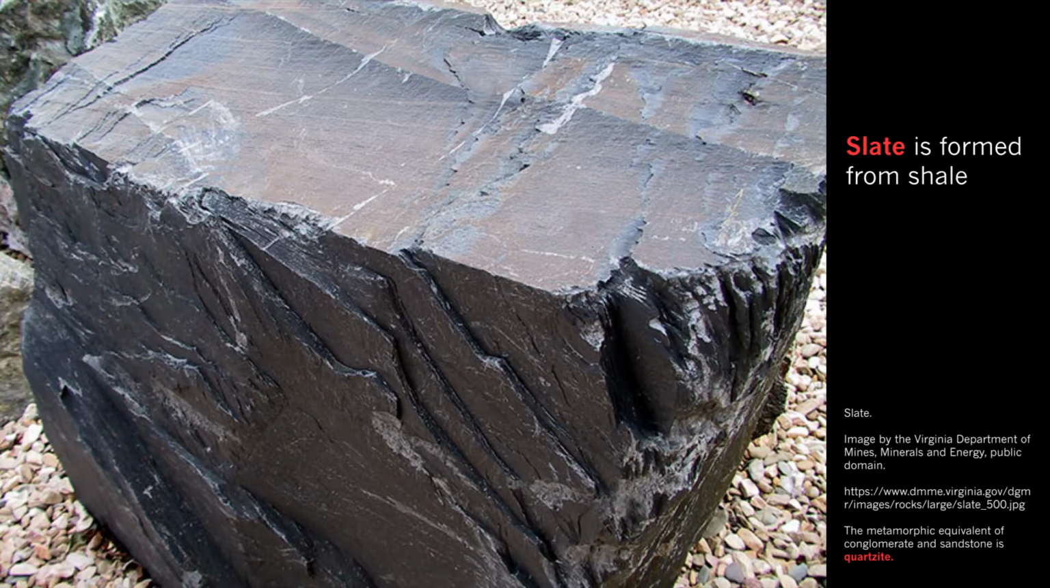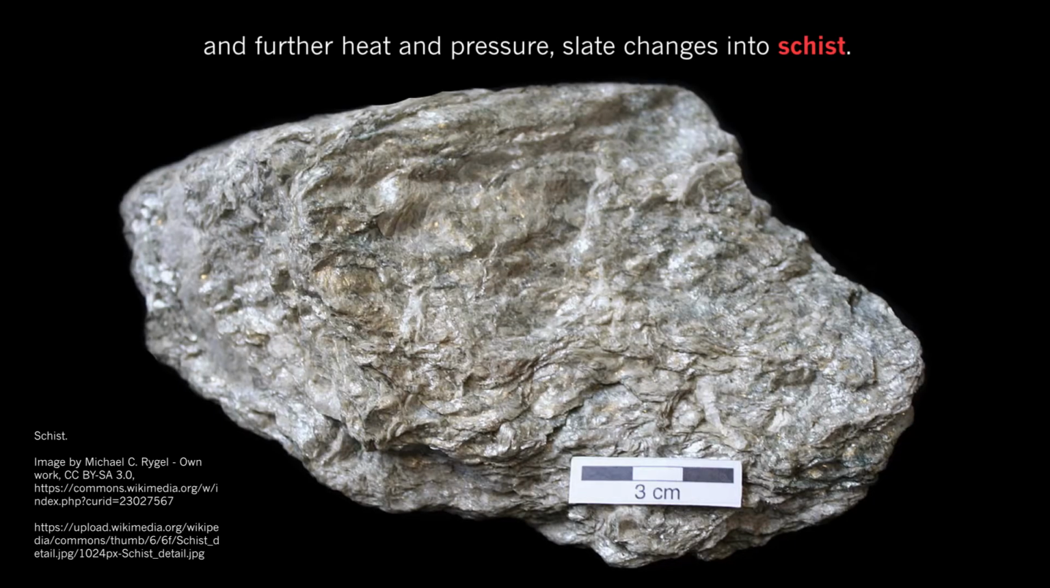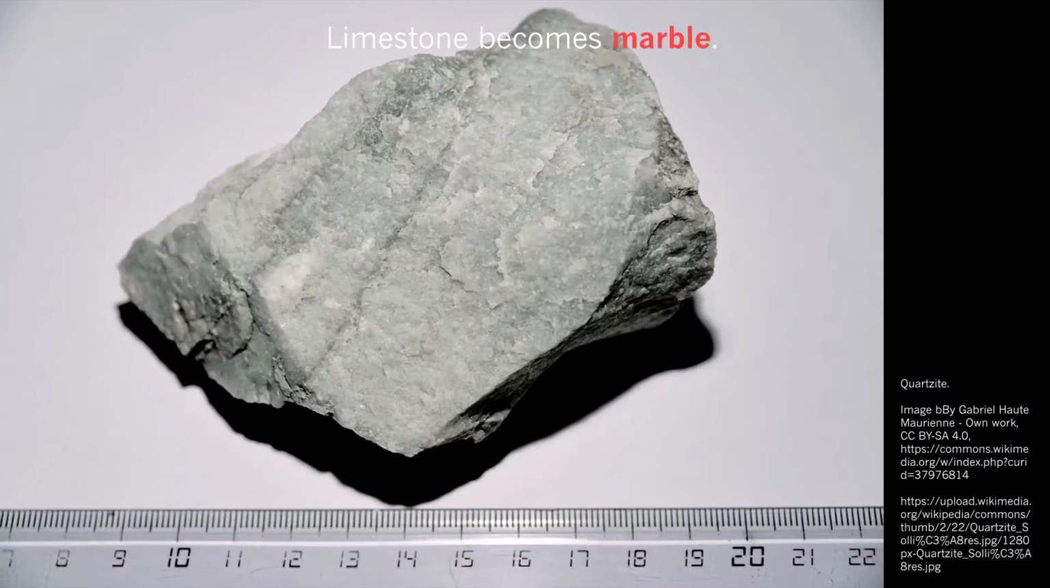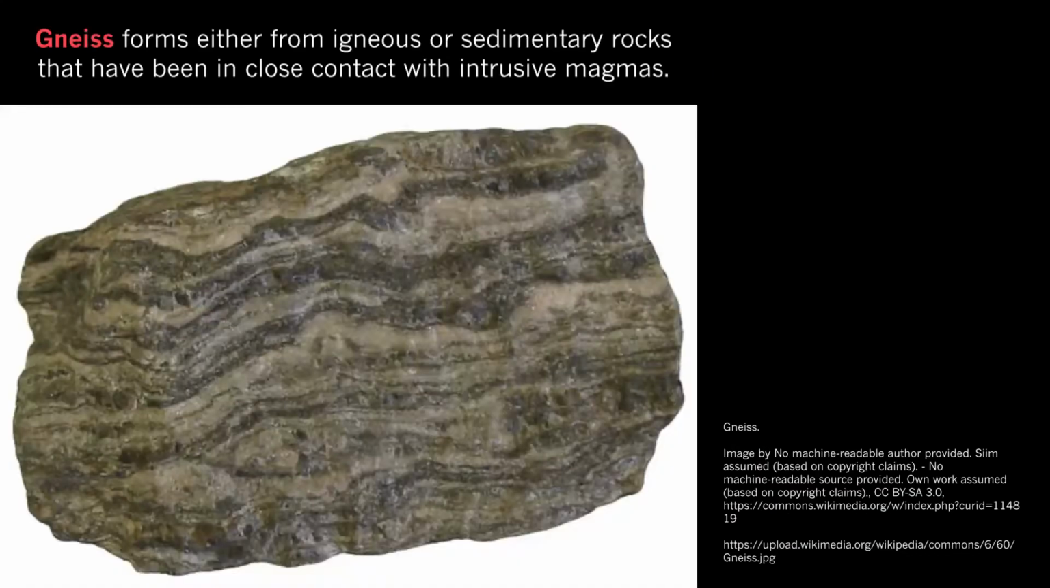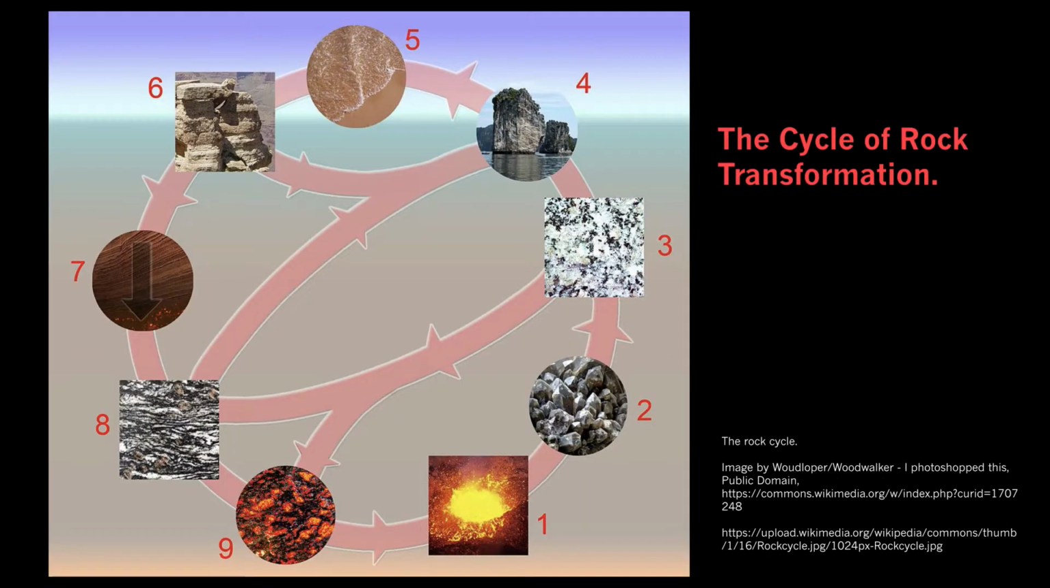And with further metamorphosis, slate can become schist. The metamorphic equivalent of sandstone and conglomerate is quartzite. Limestone becomes marble. Gneiss forms from igneous and sedimentary rocks that have been in close contact with intrusive magmas where there is a tremendous amount of heat. And so there is this cycle of rock transformation where one type of rock is transformed into another.